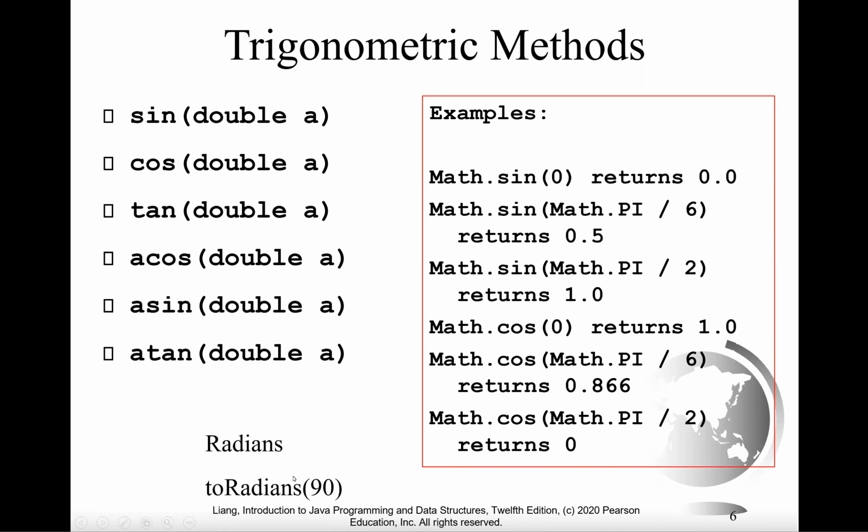Now you can convert an angle to radians using this Math.toRadians method. So this is to obtain the radians from this angle, 90 degrees.